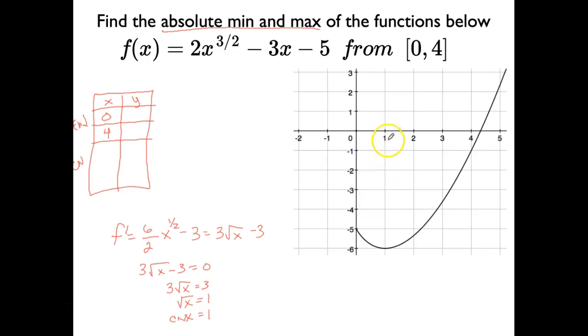And if you look at the graph here, that is where there's a critical number, right? That's where the slope is 0. So I only have one critical number, and it's 1. So I have all this wasted space here. You can ignore it.